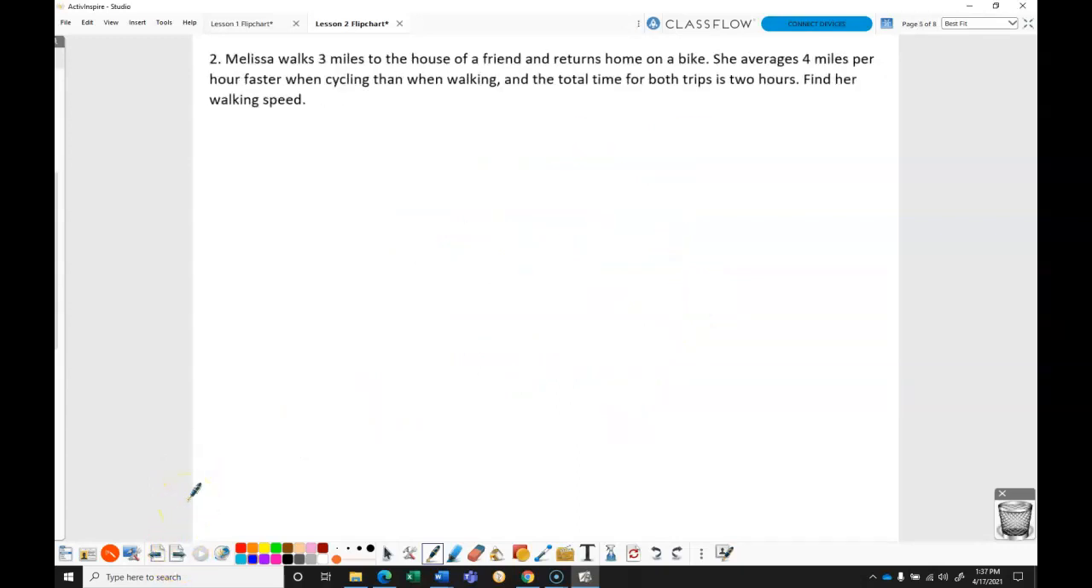Take a second to read it, and then I'll go over some. All right, so we have Melissa walking to a friend's house, and then she's riding her bike home from the friend's house. And what we do know, we don't know how fast she walks, but we do know that when she's on the bike, she's going 4 miles an hour faster than when she was walking. And we also know that the total time to her friend's house and back is 2 hours. So we're going to make the trip, the walking trip plus the bicycle trip is going to equal 2 hours.